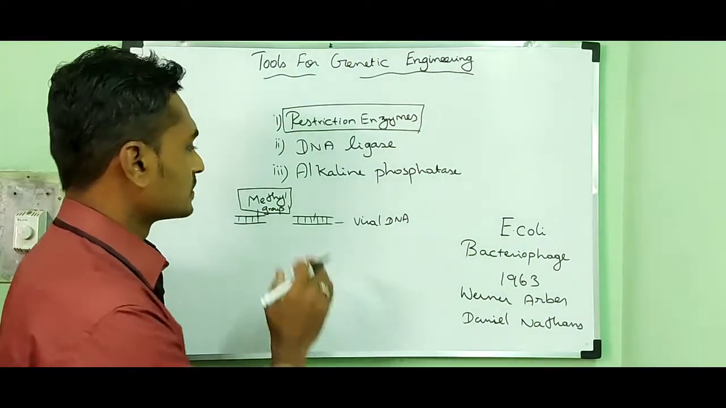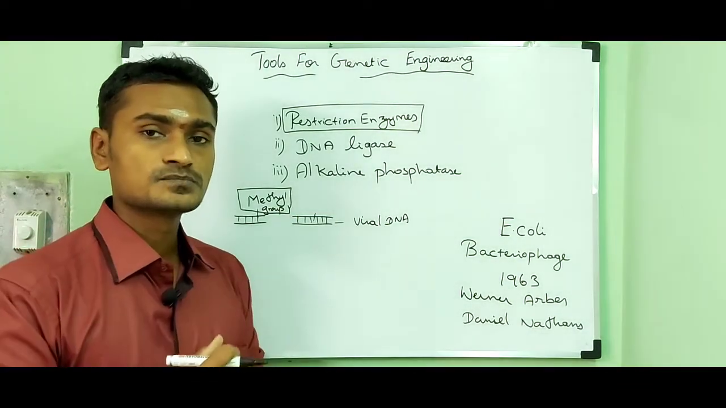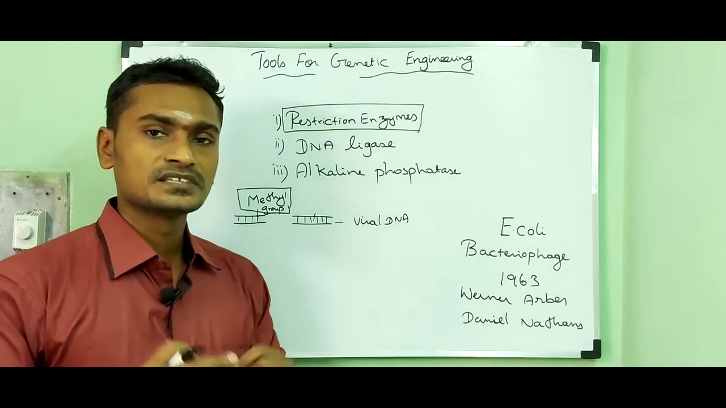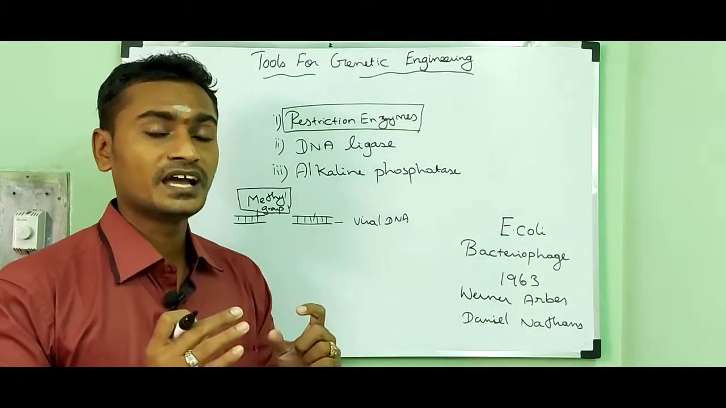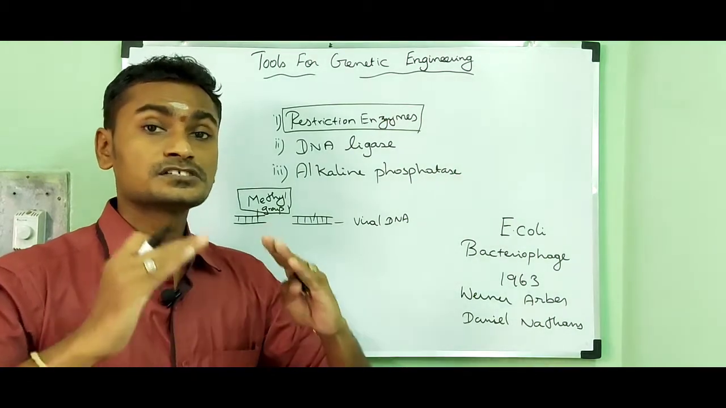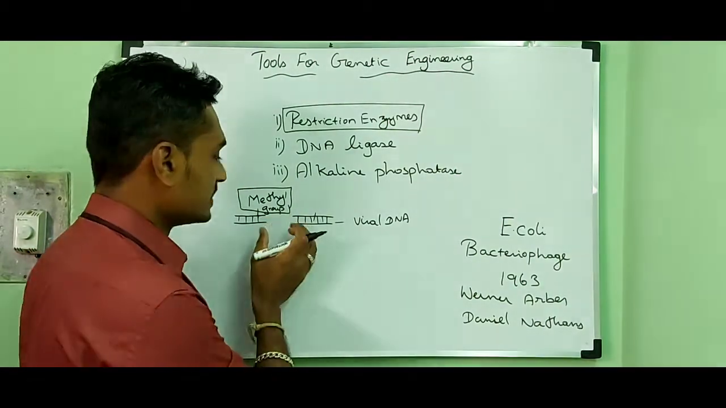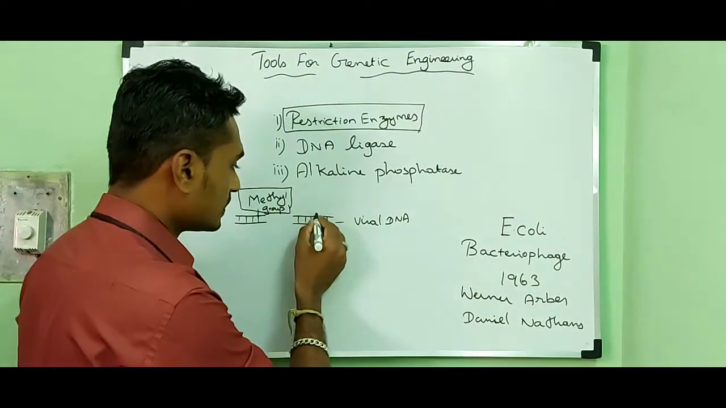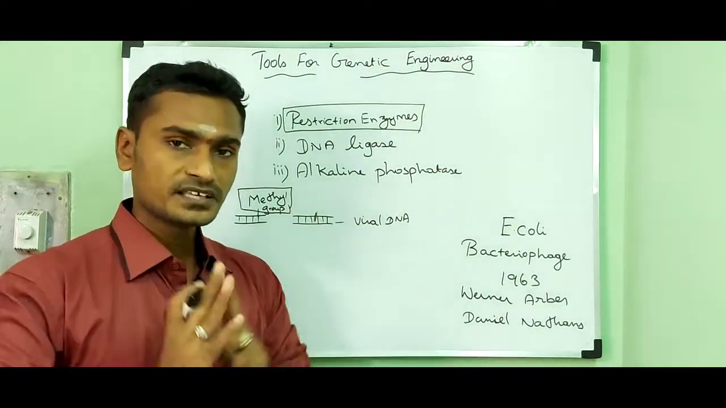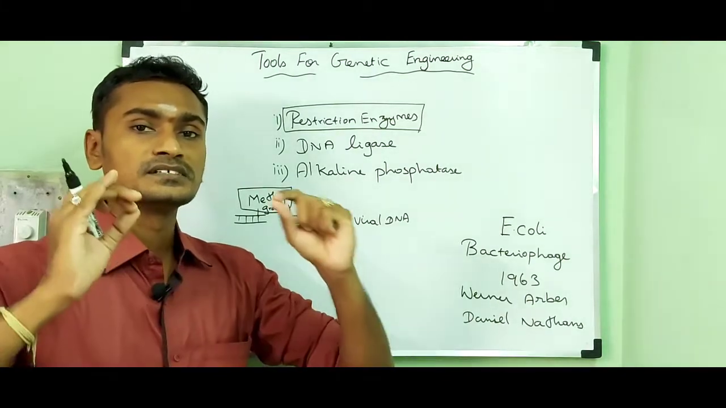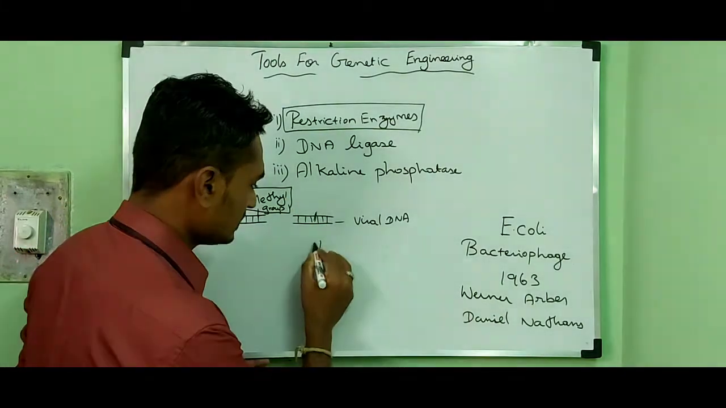That is why the two enzymes are called restriction enzymes, because they restrict the growth of the bacteriophage and make a cut at a specific site. That enzyme makes a cut or split on a specific region, and that region is called the restriction site.